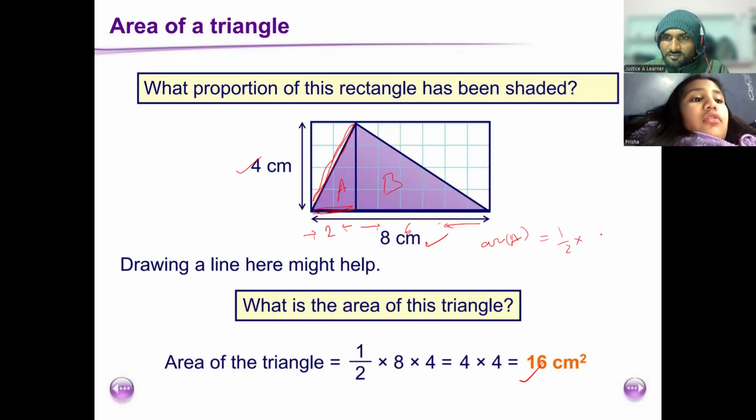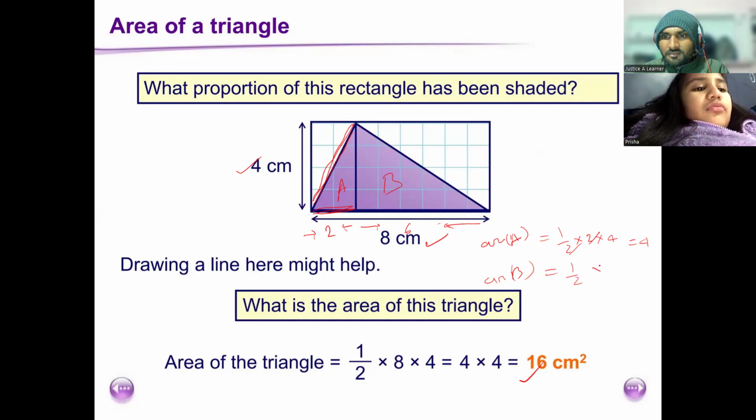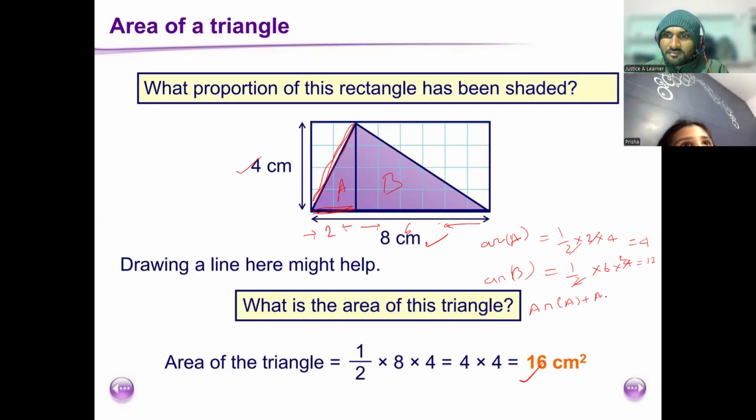Half into, area. Half into... it is four. Yeah, it is four. Correct. Area of B is 12. Area of B is 12. Correct. So now add both of them, area of A and area of B. Yeah, 16. Isn't it equal to our answer? Yeah.